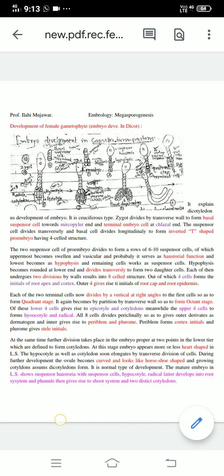So this is about the development of the female gametophyte, or embryo development in the dicot plant, which is strictly a cruciferous type. So we have to enjoy this lecture.